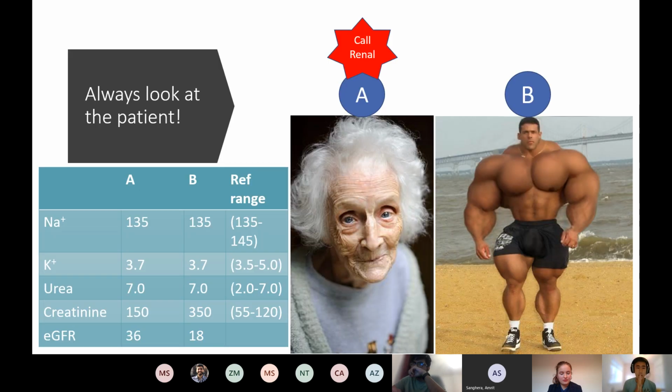So if we look at this table of patient A and patient B, the electrolytes are the same, the urea is the same, the creatinine is different. Which one are you more worried about? B. Okay. I would agree, looking at just the table, but let's look at the patients now. Does that change your answers? Which ones are you more worried about? Are you worried about Doris, patient A, or Brick, patient B?